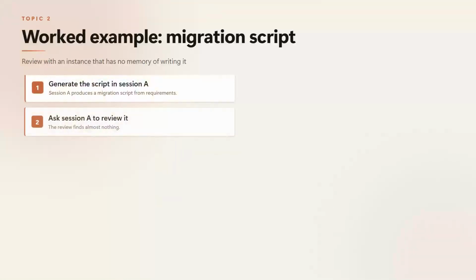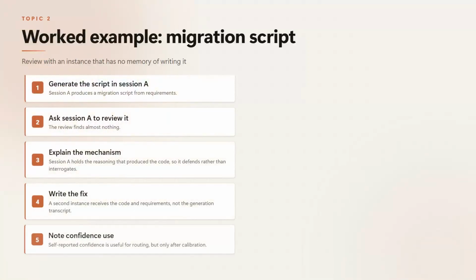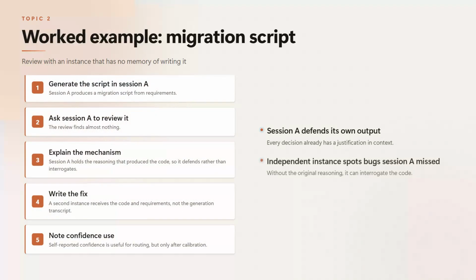Let's work the drill. Your pipeline generates a migration script in session A. Then you ask session A to review it carefully for bugs. It finds almost nothing. Why? Because session A holds the reasoning that produced every line. Each decision already has a justification and context, so the model defends rather than interrogates.